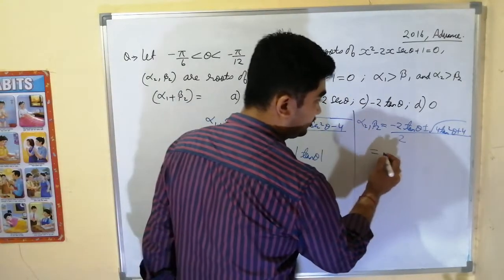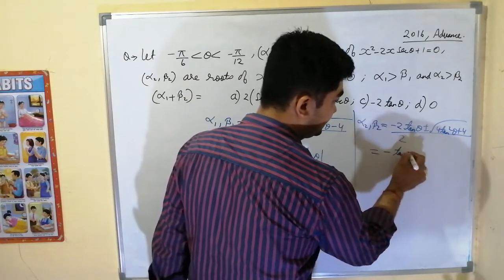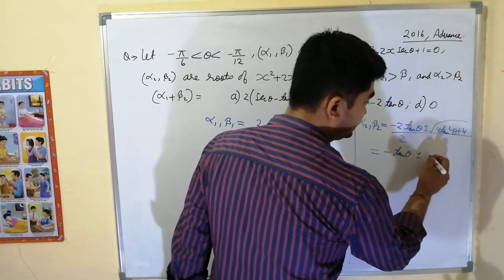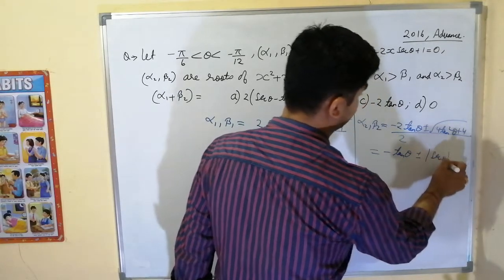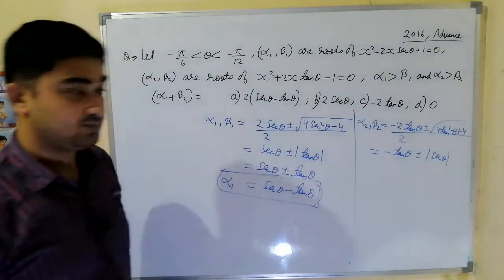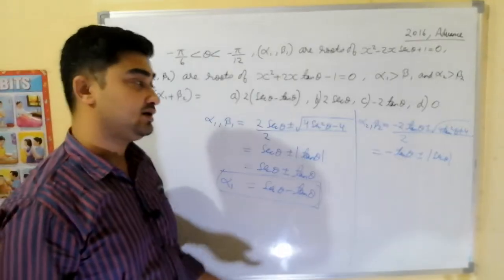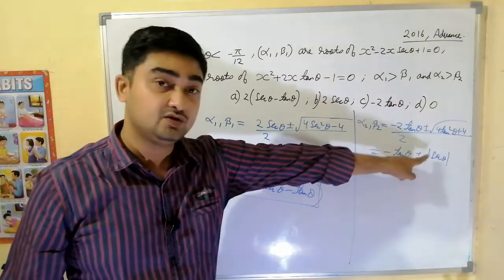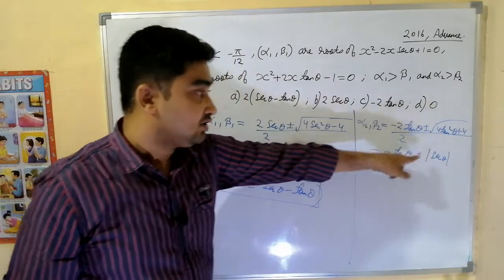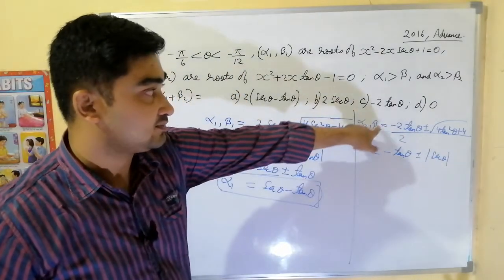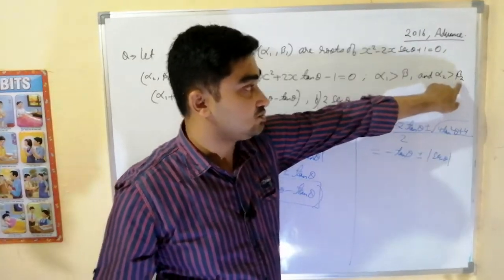Now again, 2 we can take common and cancel. We will have minus tan theta plus or minus mod of secant theta, because 1 plus tan square theta is secant square theta, and under root of secant square theta is mod of secant theta. Now again here we have to find the smaller one. We have to find beta 2, which is the smaller one.